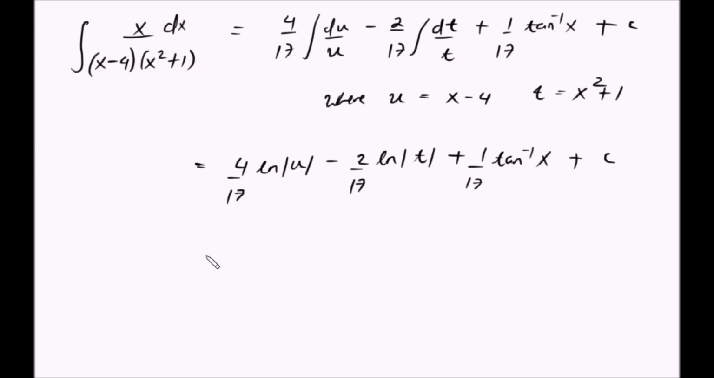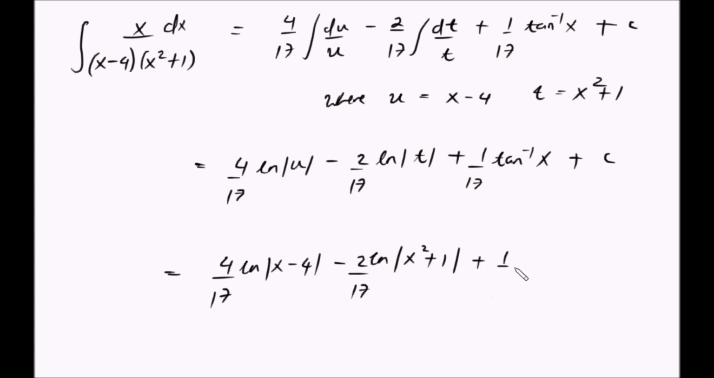So what are we going to get now? So we come to get u, we say it is x minus 4, so it will be 4/17 ln of absolute x minus 4 minus 2/17 ln of x squared plus 1 plus 1/17 tan inverse of x plus c. So this is our final answer. So when I integrate this, that is the final answer.